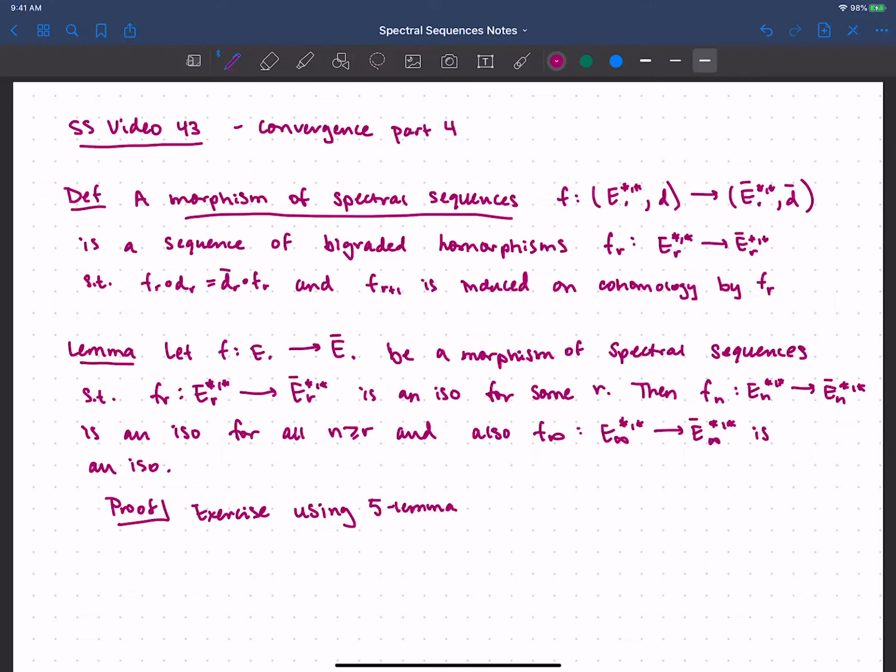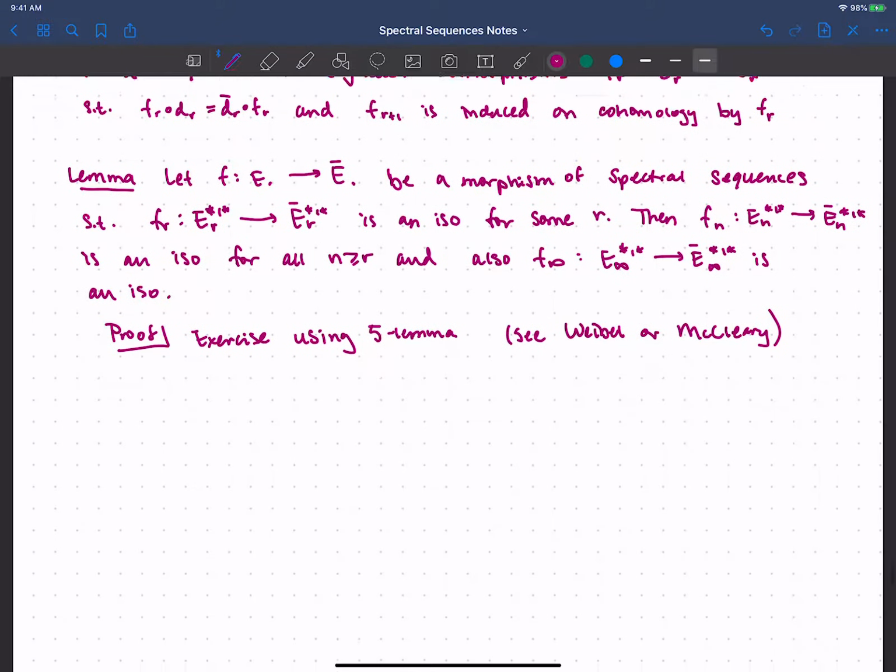So that's a good one to make sure that you see how everything relates and what the subtle issue here of saying this thing is induced works out to be. If you get stuck, then you can find this in Weibel or McCleary, and most of it's written out in Weibel, and I think all of it's written out in McCleary, so feel free to check there. Okay, so what does that tell us?